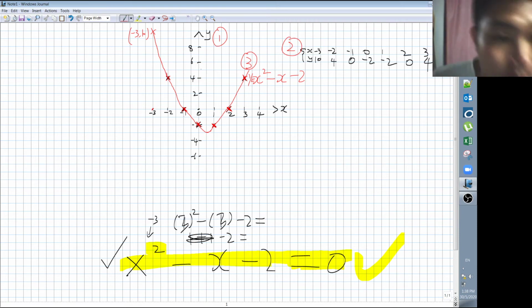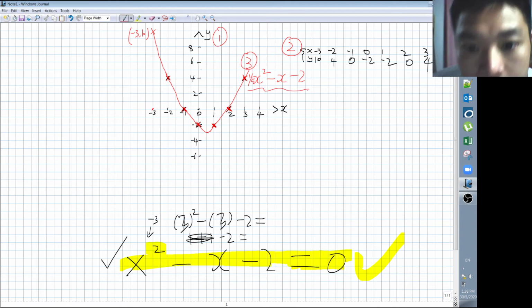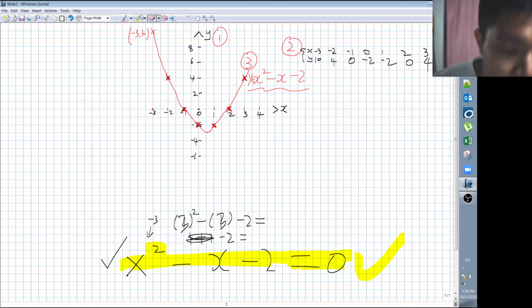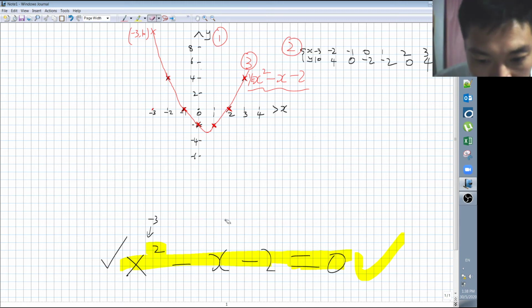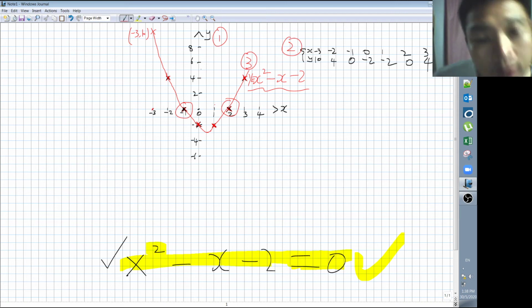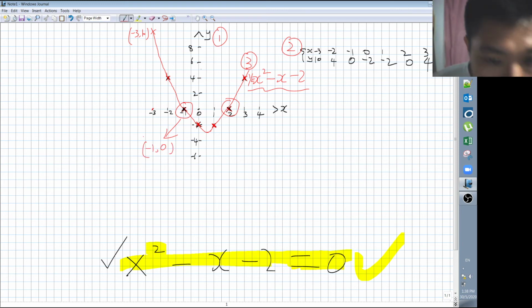So this is the way you sketch this y equals x squared minus x minus 2. Now, how can we make use of this to solve the equation? We want to solve this equation, right? The way to do it is you look at the intersection points with the x-axis. You have this point, which is (-1, 0), and this point, which is (2, 0).